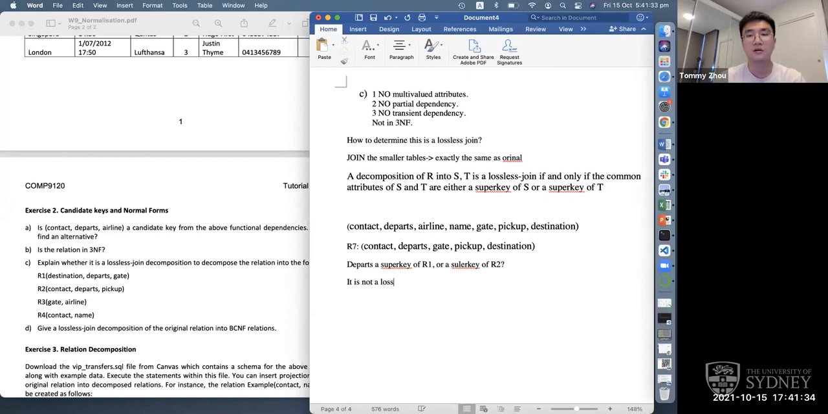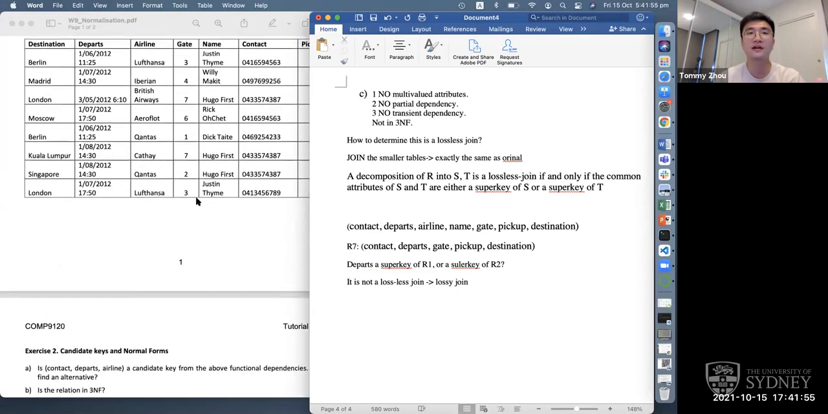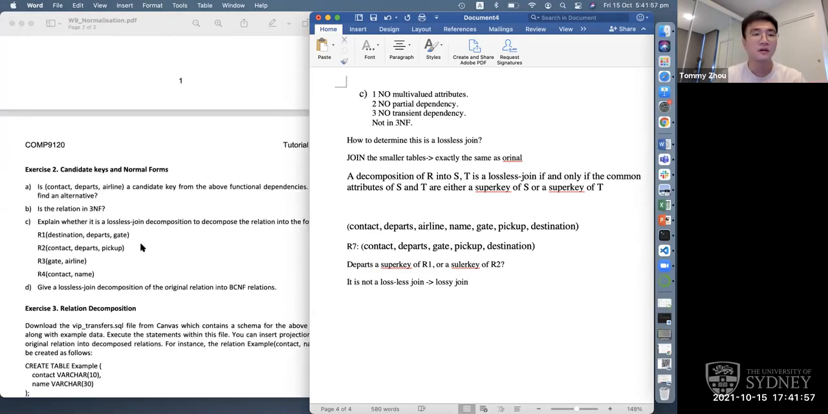a lossless join. The other way of describing this kind of join is a lossy join. That means if you join back R1 and R2, you will actually get a couple more tuples than we have in here. All right.